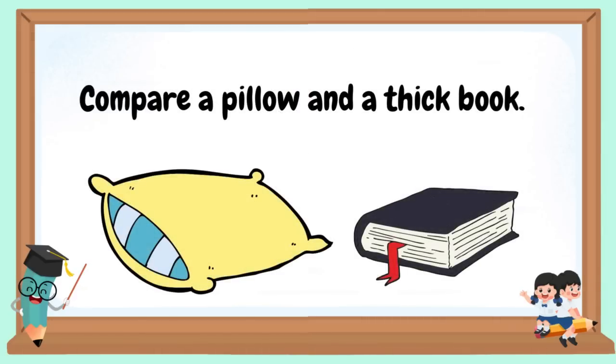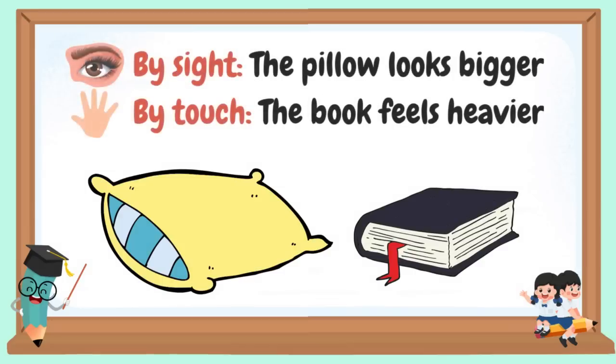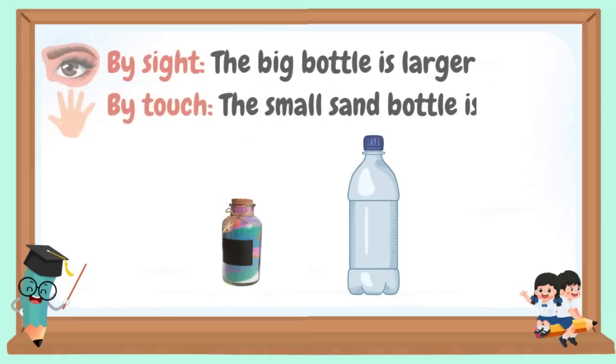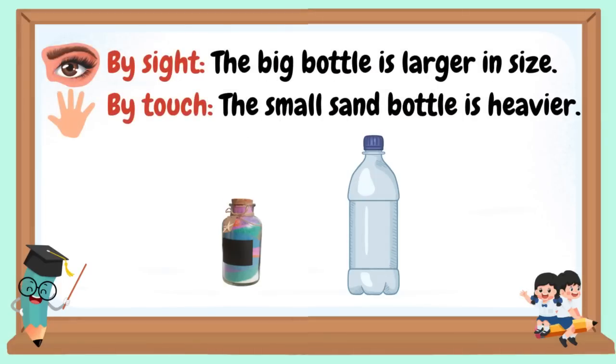Compare a pillow and a thick book. By sight, the pillow looks bigger. By touch, the book feels heavier. Compare a small bottle of sand and a big empty plastic bottle. By sight, the big bottle is larger in size. By touch, the small sand bottle is heavier.